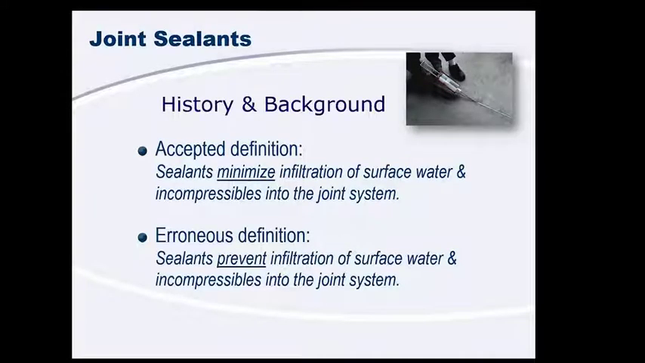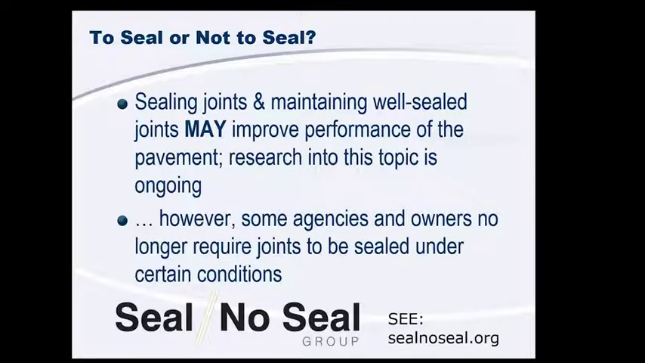So you've got to start off with what sealing is actually for. Sealing is for minimizing the infiltration of surface water and incompressibles into our joint system. So we're trying to keep out moisture and trying to keep out those incompressibles that can actually degrade our joint. Now, it's not to completely prevent this, because we can never completely prevent moisture from getting into our joint system. It's just not possible.